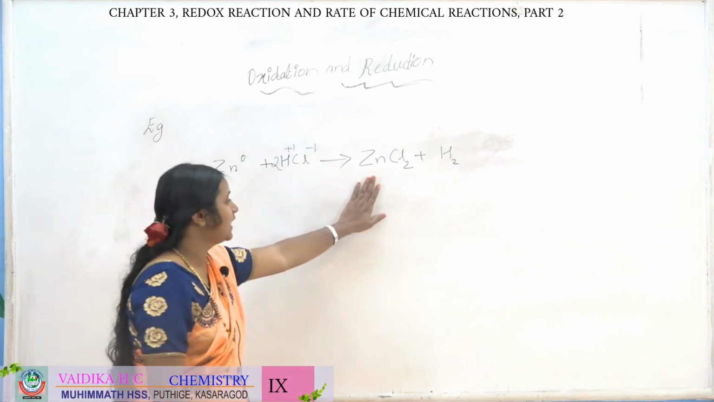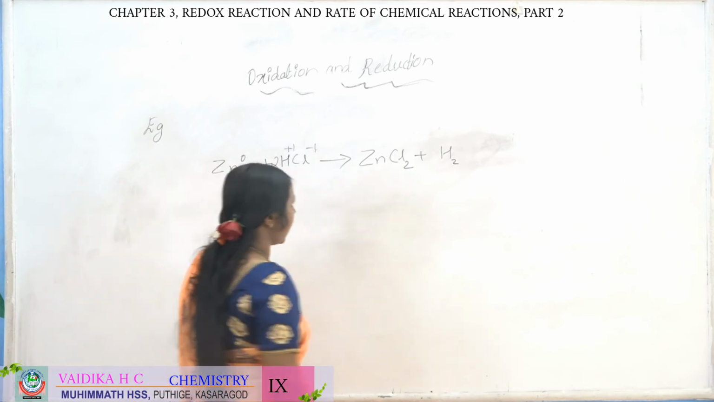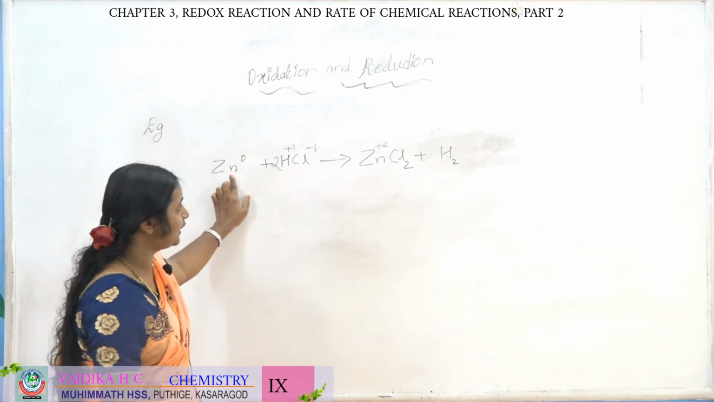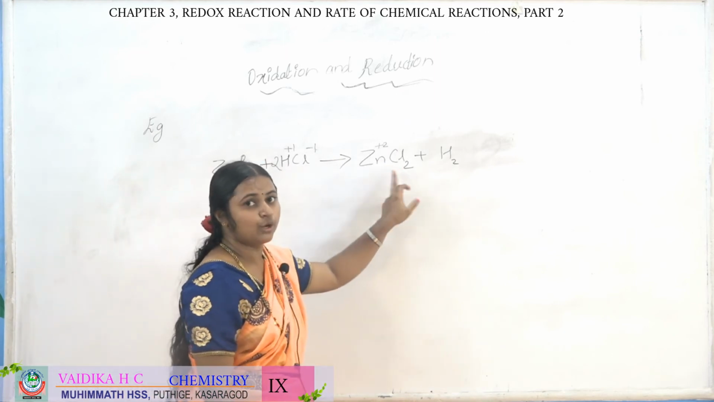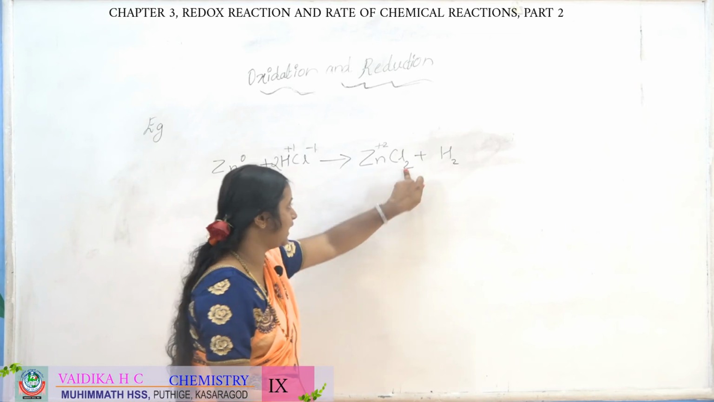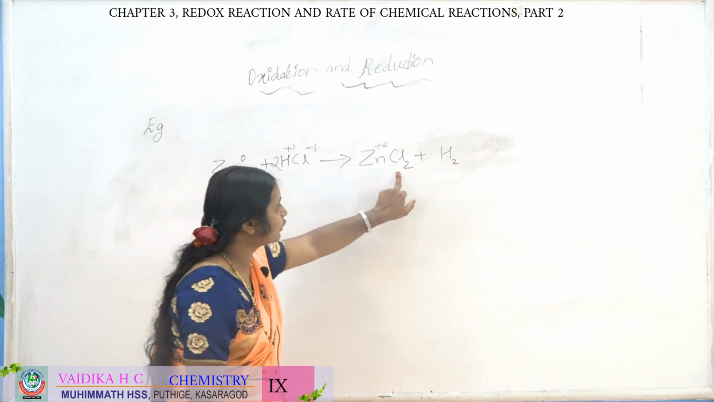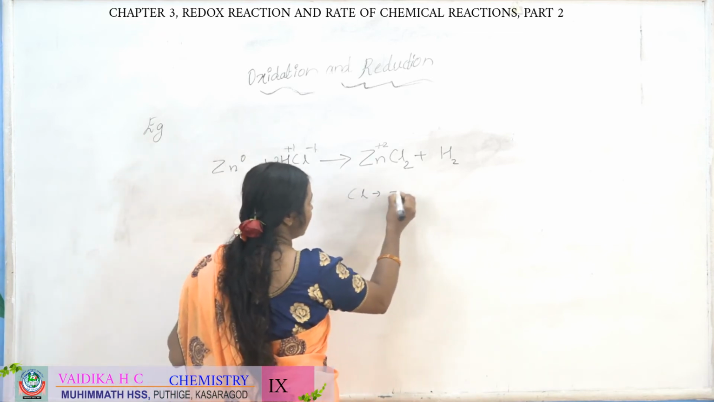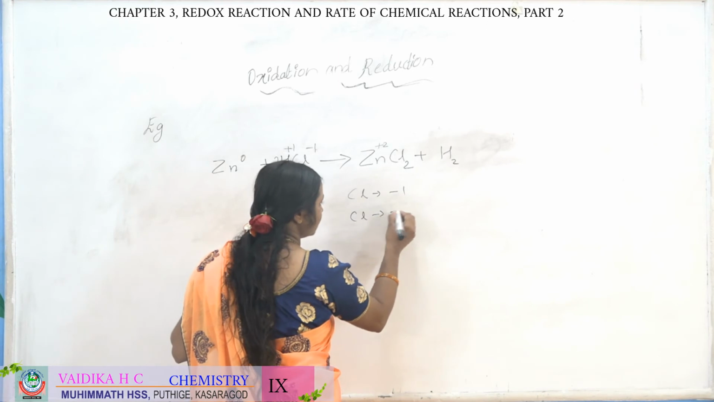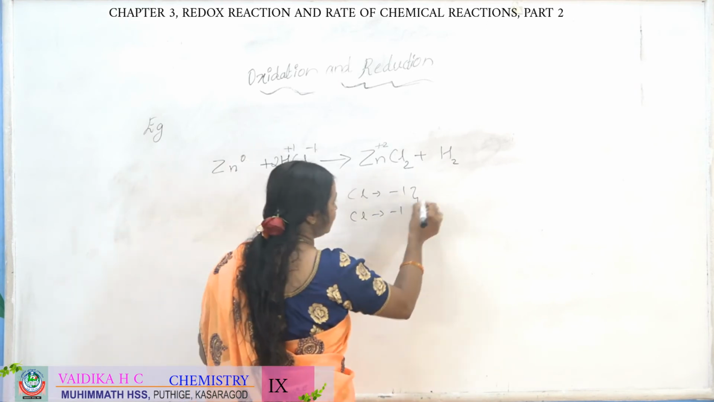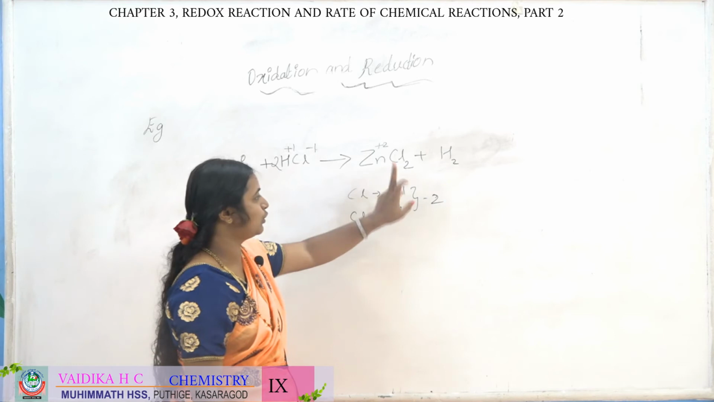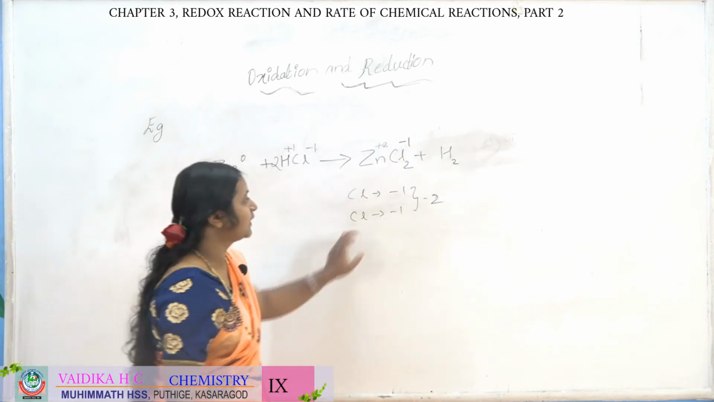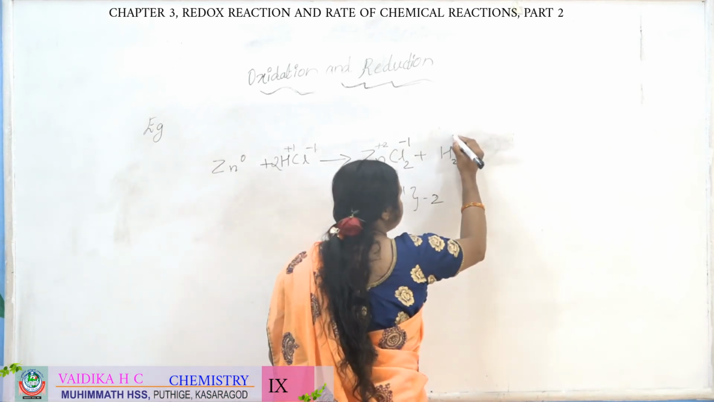Here on the product side, zinc will have +2 charge. Why? Zinc donates 2 electrons to chlorine to form zinc chloride. One chlorine atom will take 1 electron, and another chlorine atom takes another electron, so totally 2 electrons are gained by the chlorine. So each chlorine atom will have -1 charge, and this hydrogen will have 0.